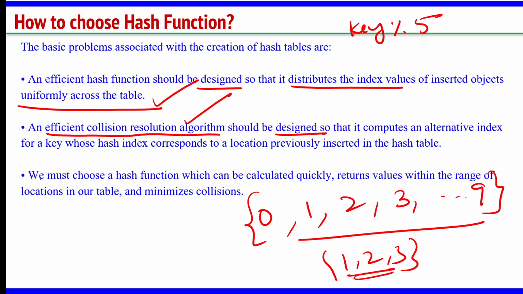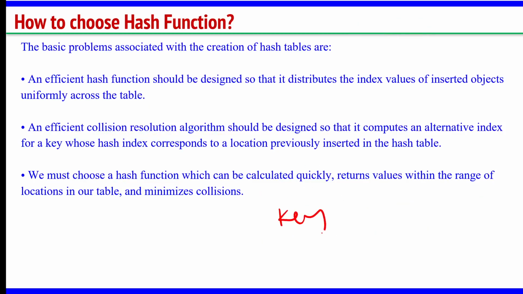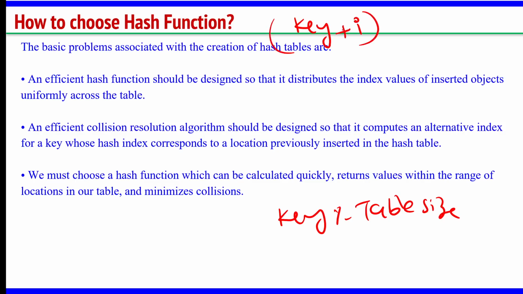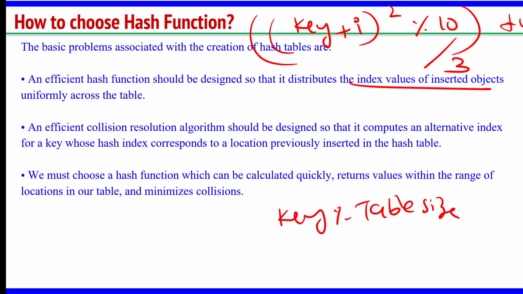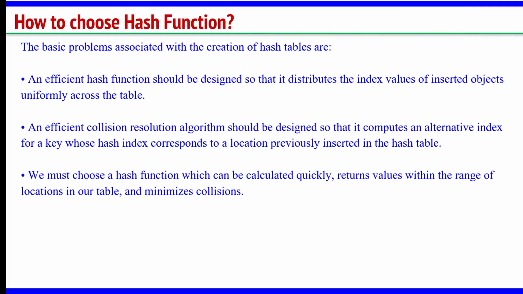And we must choose a hash function which can be calculated quickly. When we say the hash function is key modulo table size, this is very easy to calculate. But if you include something like key plus i whole square modulo 10 into 4 by 3, some mathematical logic like this, it is difficult to calculate. So your hash function should be simple, it should distribute the objects uniformly across the table, and there should be some collision resolution algorithm.